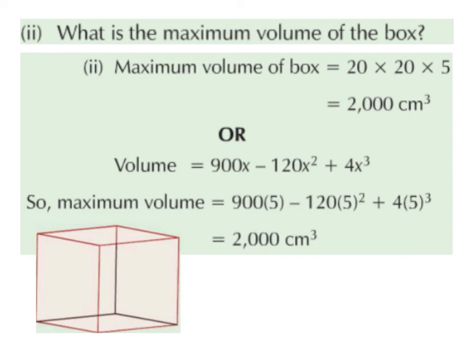Alternatively, we could have gone back to our volume formula, which was 900x minus 120x squared plus 4x cubed, and substituted 5 in place of each of the x values. So our maximum volume is 900 multiplied by 5 minus 120 times 5 squared plus 4 times 5 cubed, which will also give us 2,000 centimeters cubed.